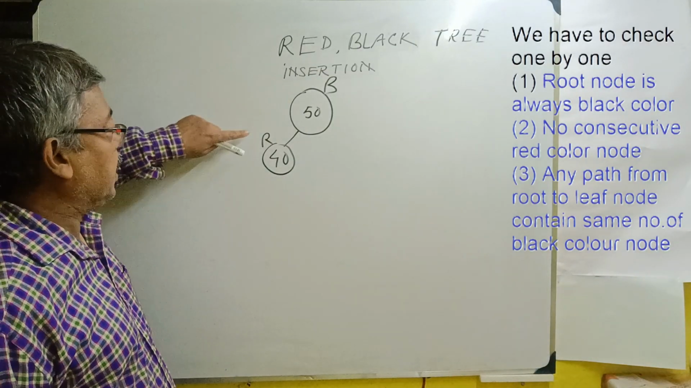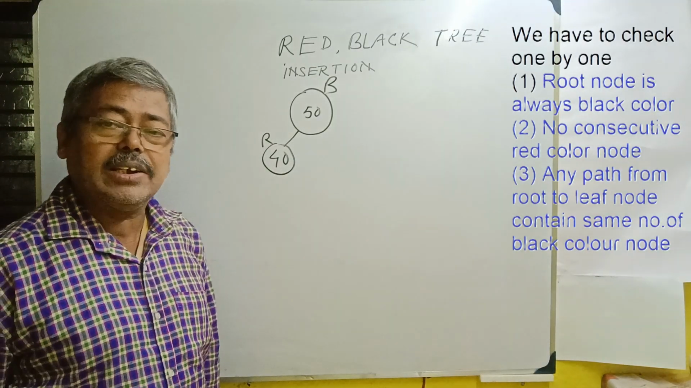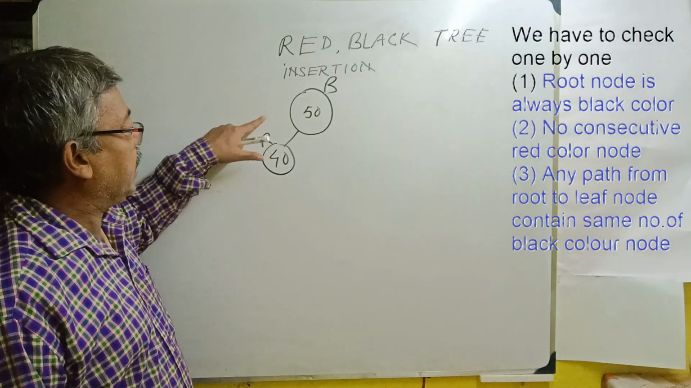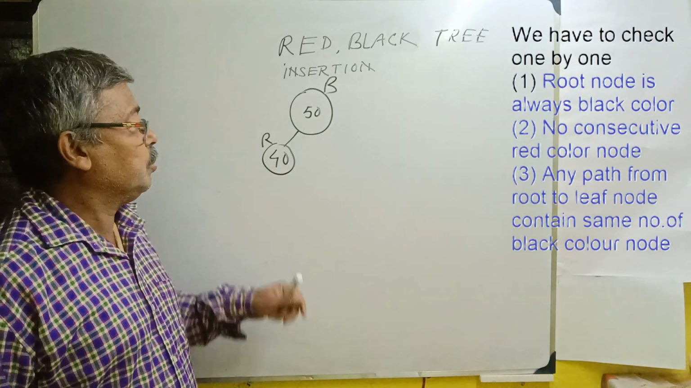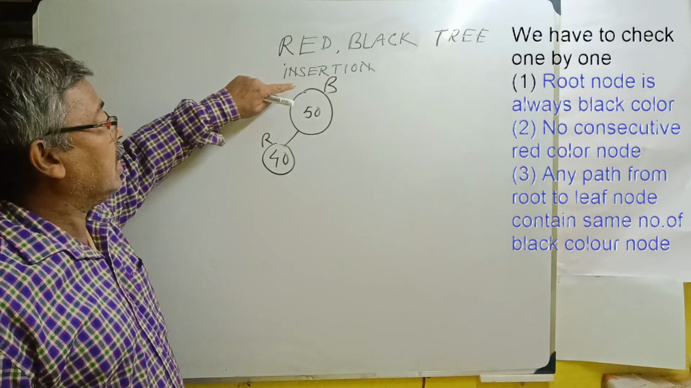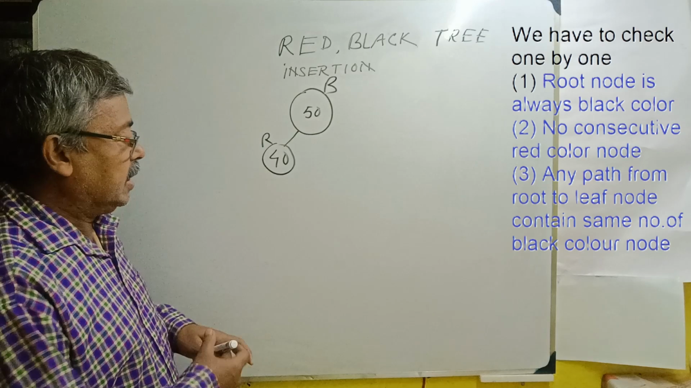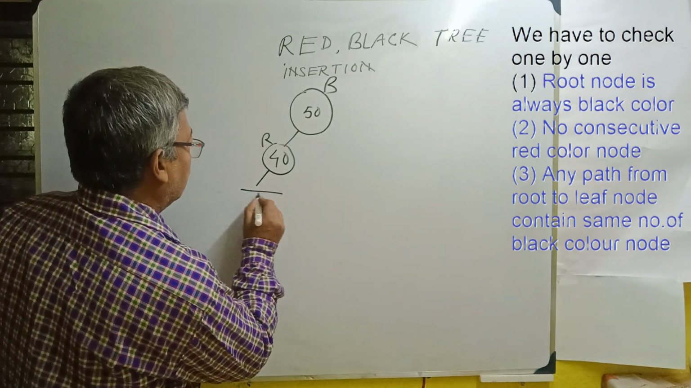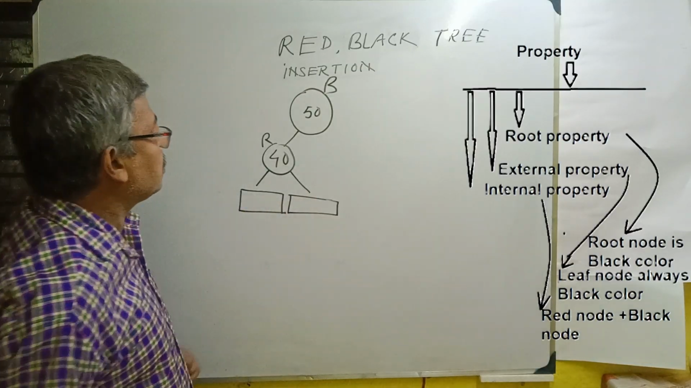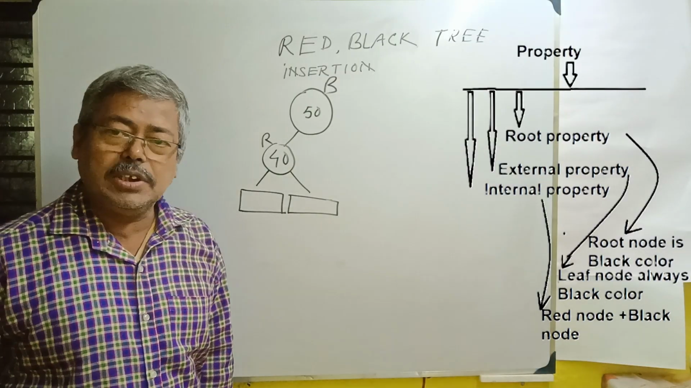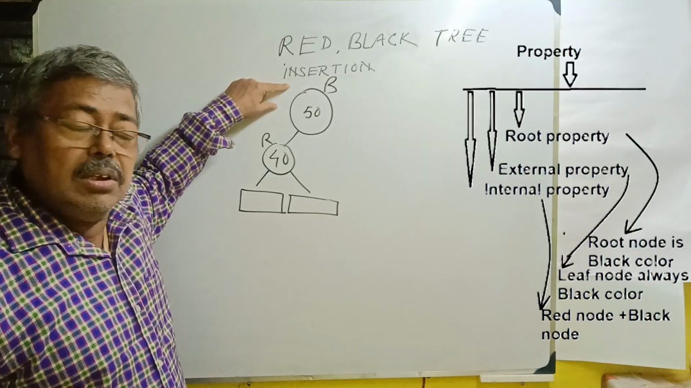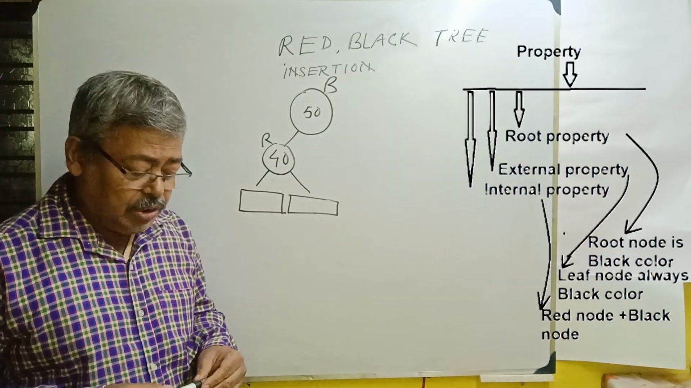It is the black node, it is the red node. So red confliction is not occurring. Red confliction means two red nodes in sequence, consecutive red color. So no consecutive red node is present there. And now I have to see the path from root to leaf node, which is node 40. From 50 to the leaf node, there is only one black node, and there is only one path. So the third condition is already fulfilled.